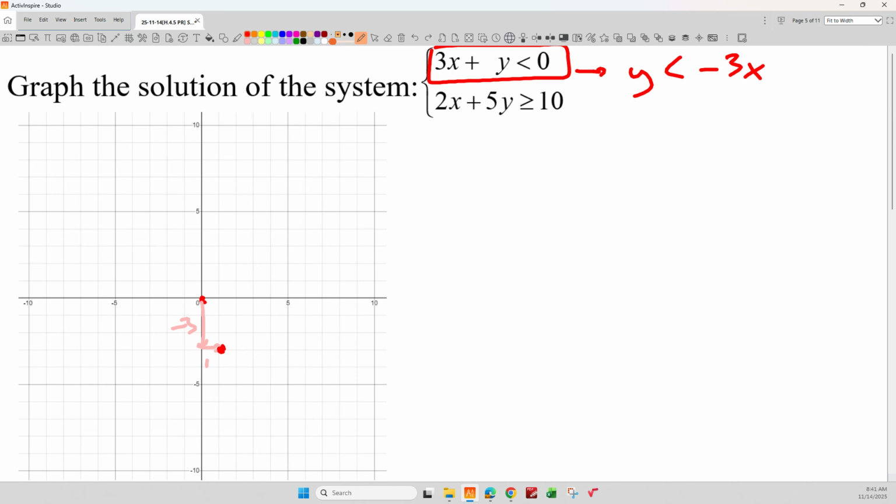It's a dashed line. Good, right? How come? Oh my goodness. What's this thing doing? It's kind of glitching out. Okay, good, because it doesn't include an equal sign. So there's my dashed boundary line.